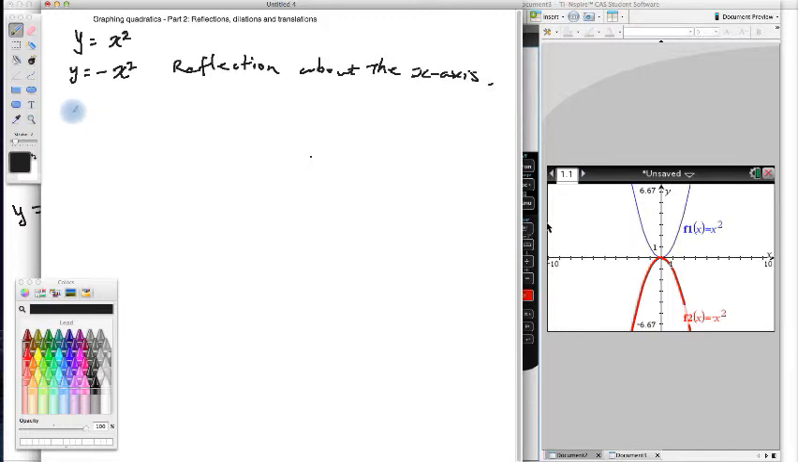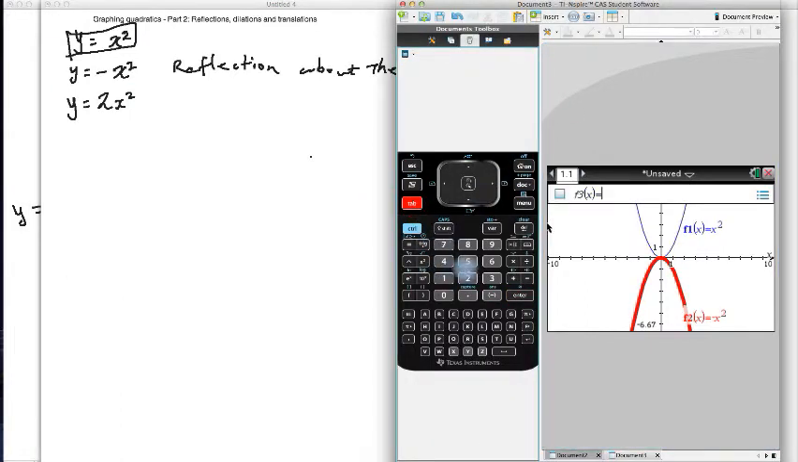Okay, so now thinking about our original y equals x squared here, we're now going to do y equals 2x squared. See what happens there. So tab again, and we'll go with 2 times x squared. Oh, look at that, it's the same, but it's just skinnier. So now let's do another one. Let's try y equals 3x squared. Oh, there we go, it's even skinnier again.